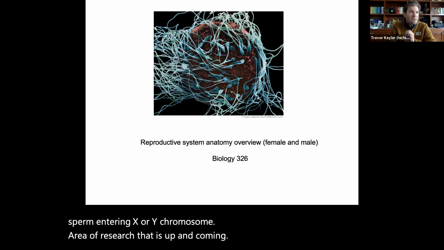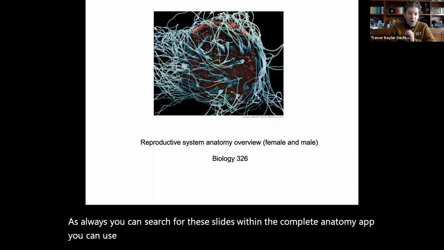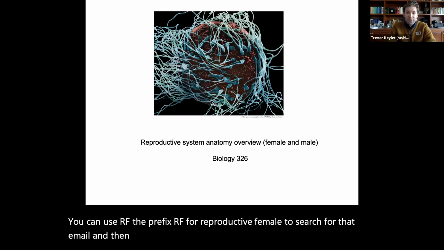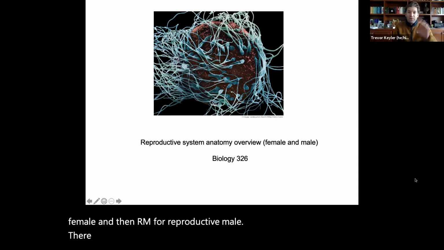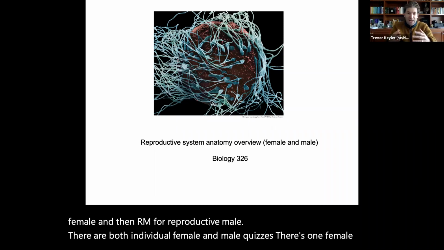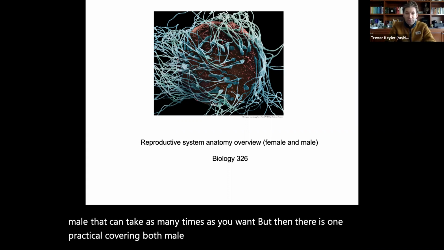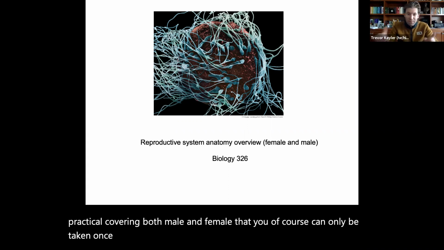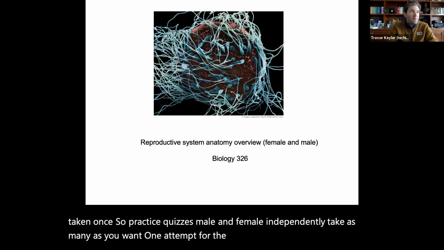As always, you can search for these slides within the Complete Anatomy app. You can use the prefix RF, for reproductive female, to search for the female, and RM for reproductive male. There are both individual female and male quizzes. There's one female and one male that you can take as many times as you want, but then there is one practical covering both male and female that can only be taken once. So the practice quizzes, male and female, independently, take as many as you want. One attempt for the collective male and female final exam.